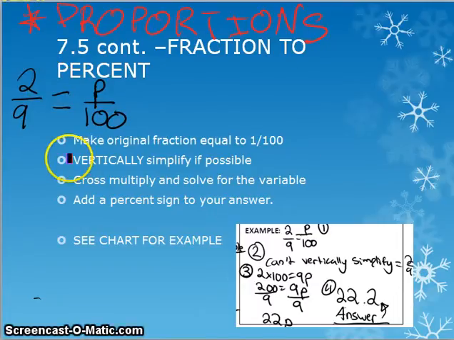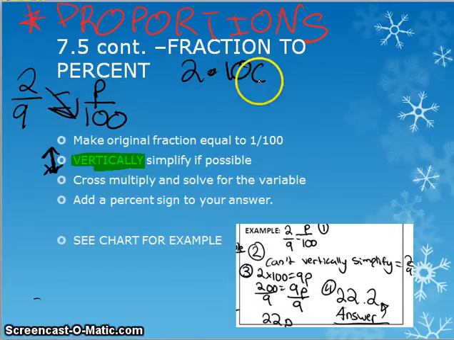Then, going down to my step 2, this says vertically simplify if possible. Note the if possible. Here, that is not possible, but if it was possible, you'd be going vertically, which is also known as up and down. Now we're going to cross multiply and solve for the variable. The way I write this is 2 times 100 equals 9p, because you're taking the two opposite problems. I don't like to draw arrows, it just helps me.